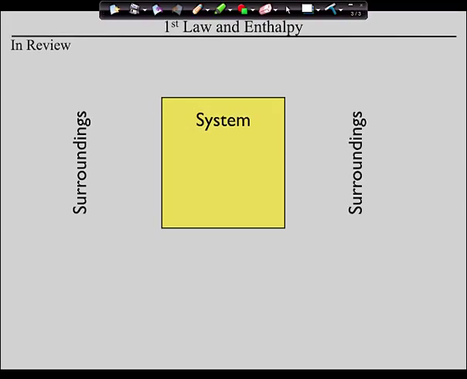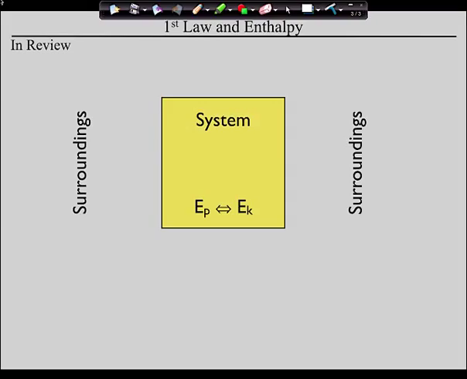Okay, now, focusing upon the system, we understand that all systems contain energy. And what are the two types of energy that make up the energy of a system? Kinetic and potential. Again, remembering that potential energy is energy that is stored in relation to position, and kinetic energy is the energy of movement.